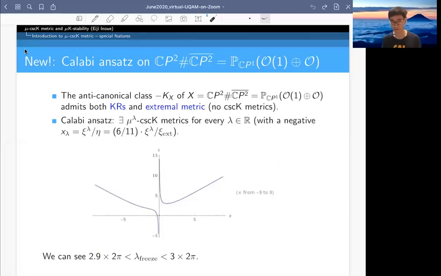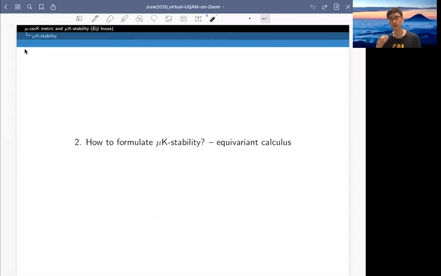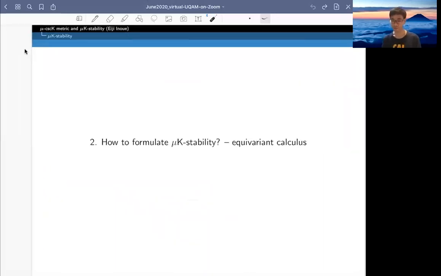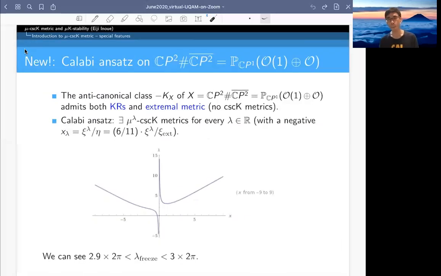Okay, this is an unusual phenomenon that we cannot observe in the usual framework of canonical metrics in Kähler geometry, I guess. Okay, this is the turning point of this talk. So, is there any question so far?